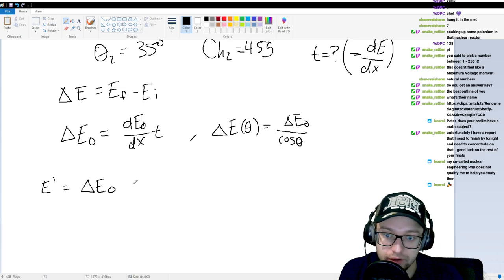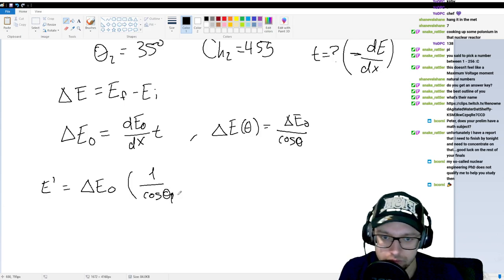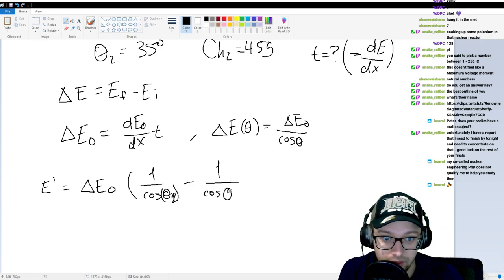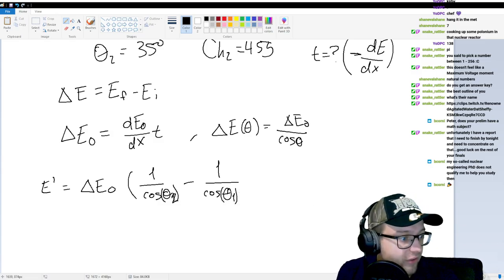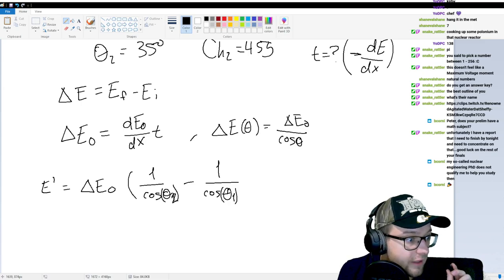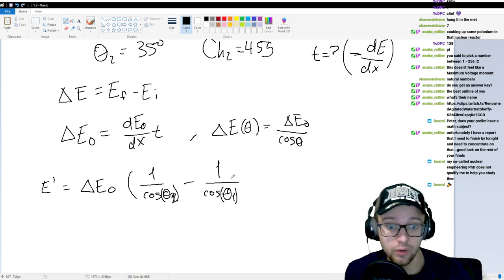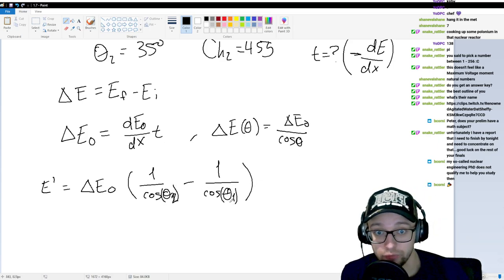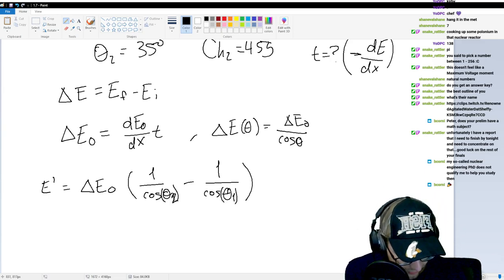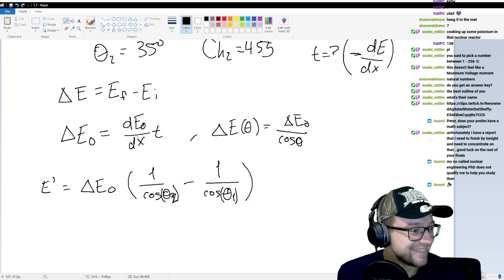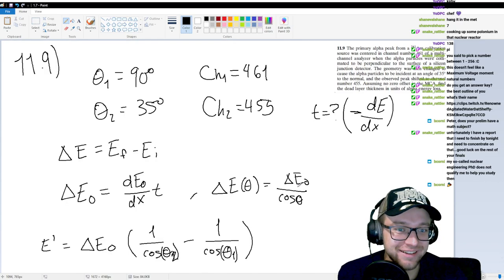ΔE prime equals ΔE₀ times 1 over cosine of theta 2, minus 1 over cosine of theta 1. And that makes sense because in the book, if the angle of incidence for cosine of theta is 0, then the cosine is 1. So the book gives this as if this angle were 0. Let me just make sure, though, that this is a cosine of 90, which should be 0, which is not good, because this is perpendicular.